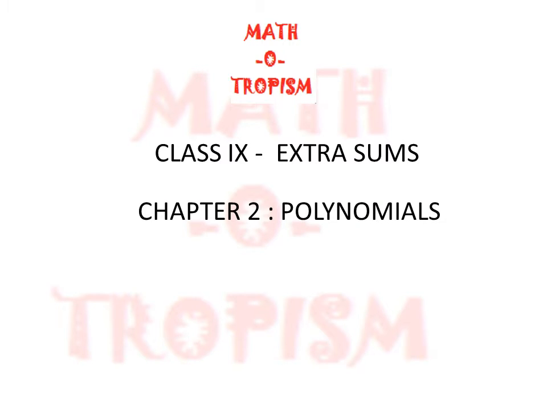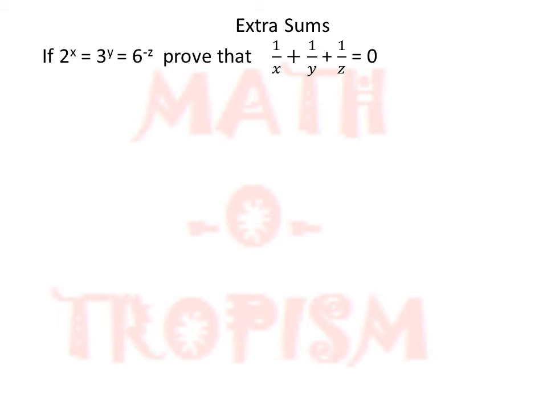Today we are going to see an extra sum from the chapter 2 polynomials from the NCERT book, class 9th. The sum is: if 2 power x is equal to 3 power y is equal to 6 power minus z, prove that 1 by x plus 1 by y plus 1 by z is equal to 0. So this is a sum which is involving powers.